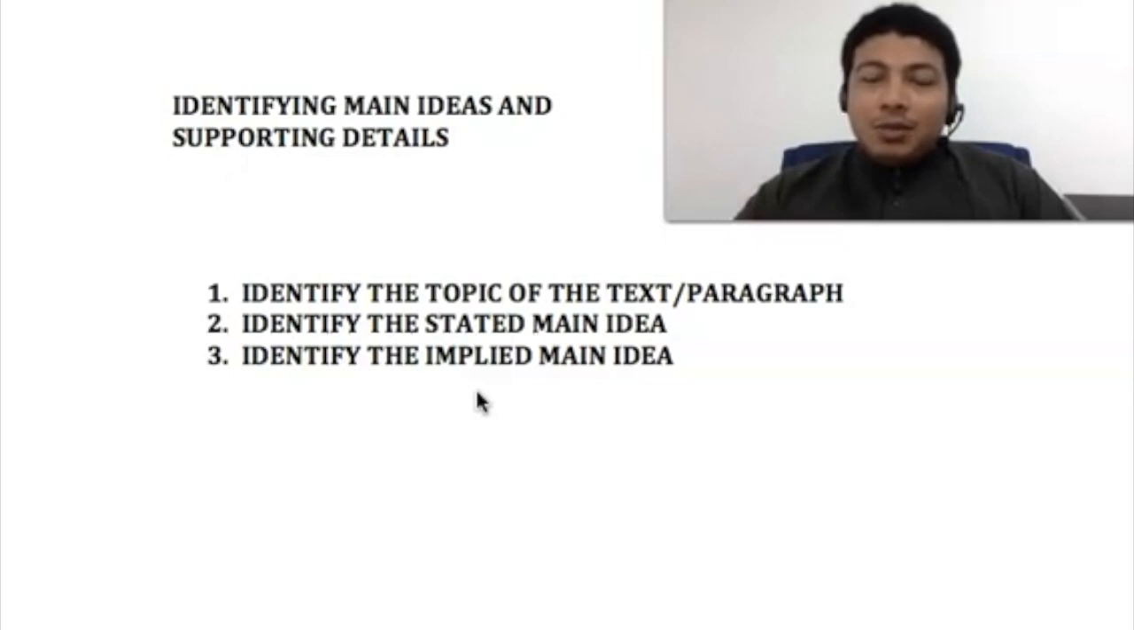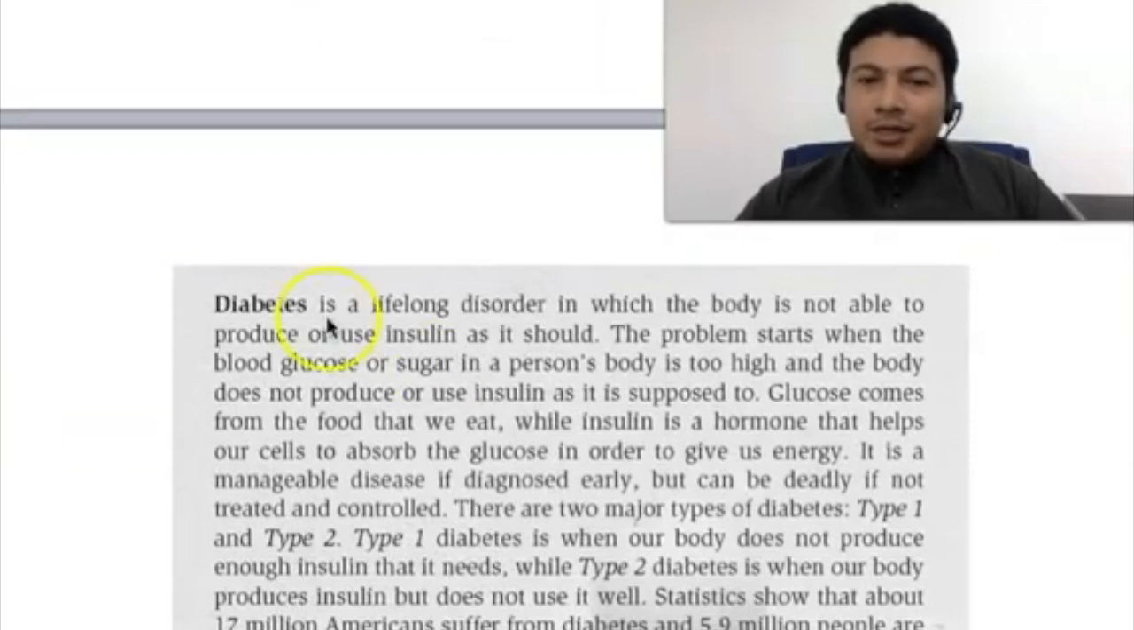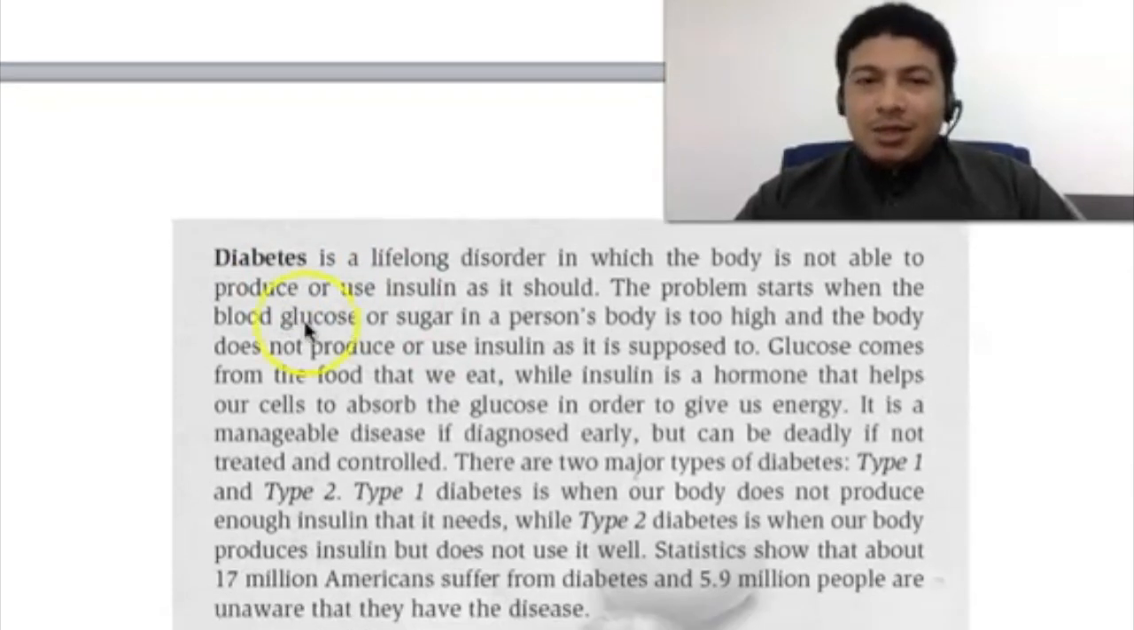So when people ask you what is the stated main idea of this paragraph, you don't say the stated main idea is diabetes. That is the topic. The stated main idea has to be in a sentence. So the stated main idea of this passage is that diabetes is a disorder in which the body is not able to produce or use insulin as it should.